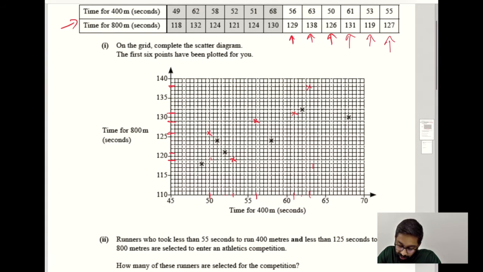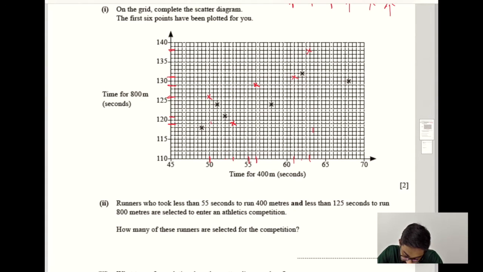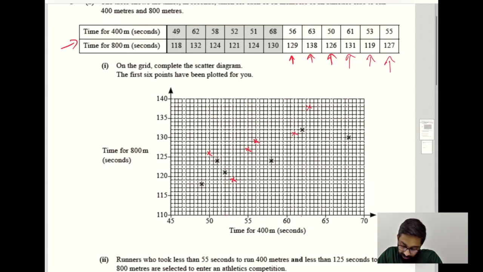Okay, then 55 and 127, 55 is here, 127 is here. So we go up from 55 and we stop at 127, it is going to be right there. Let's remove all the marks that are made. And we have 1, 2, 3, 4, 5, 6 coordinates.